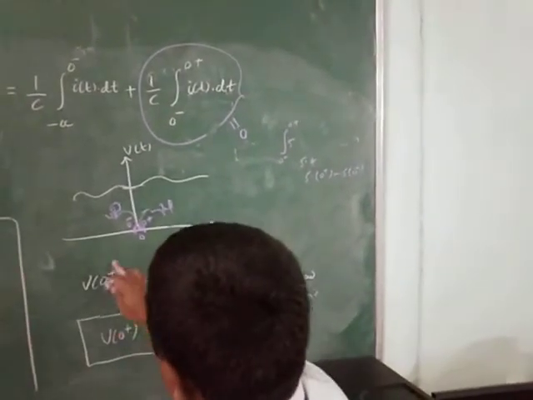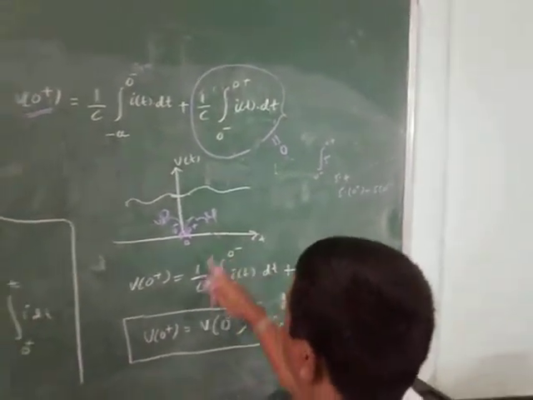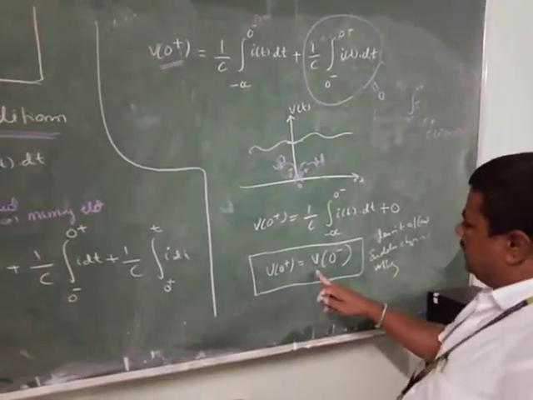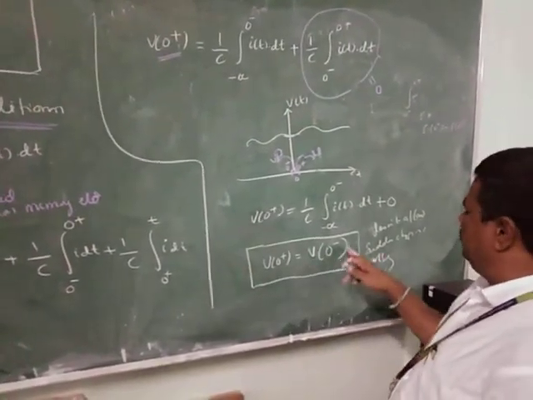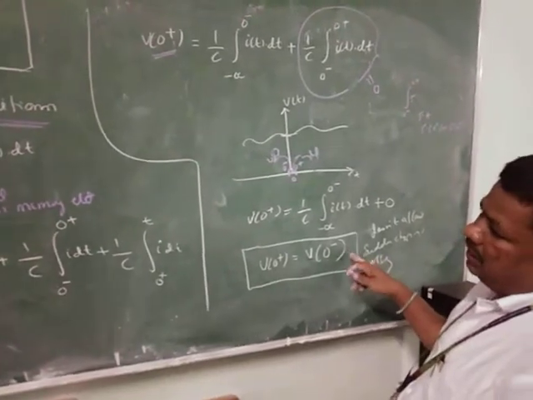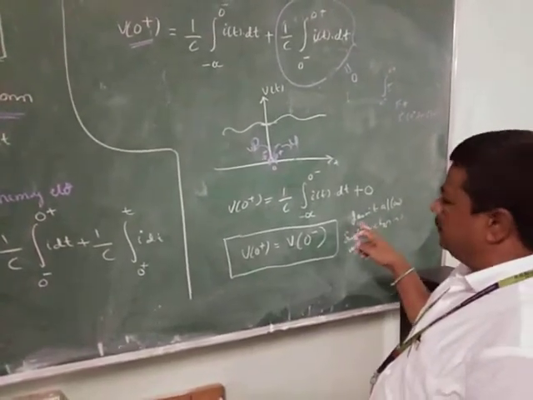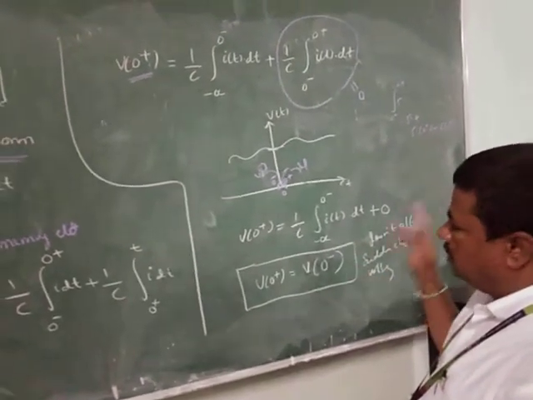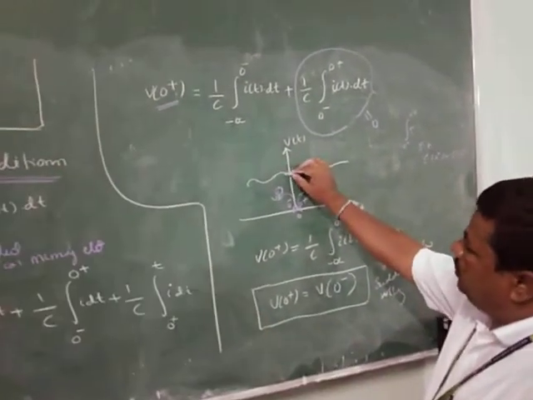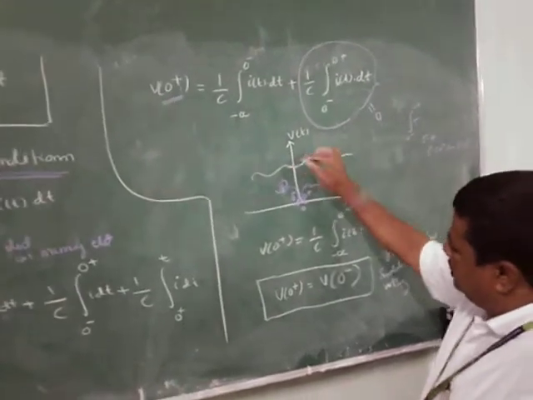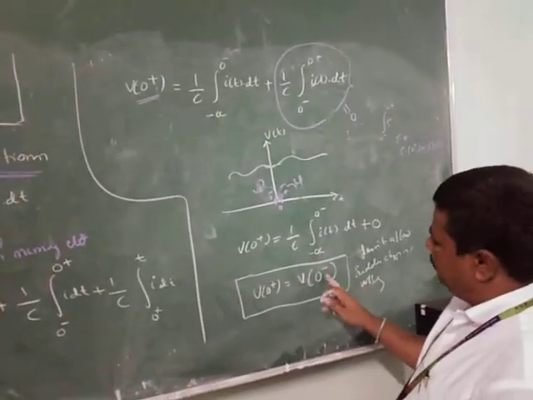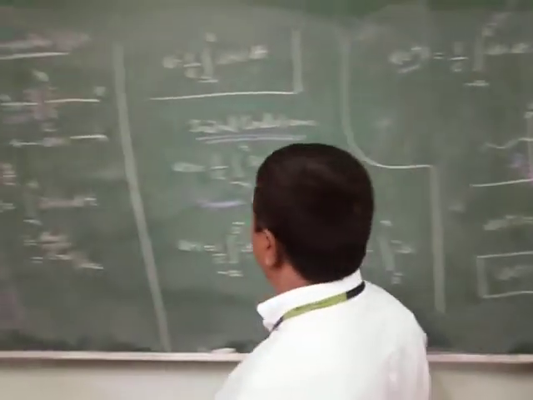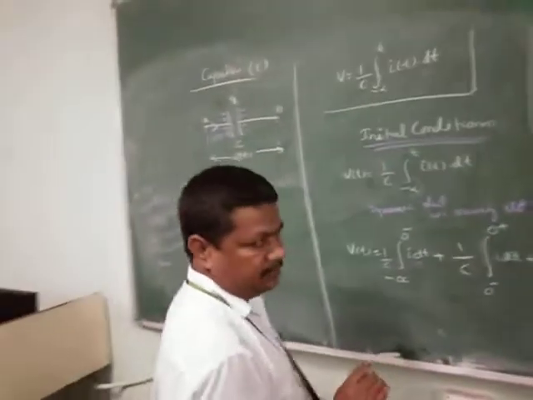Now V of 0 plus is equal to this expression, which can be written as V of 0 minus. So the initial condition is V of 0 plus is equal to V of 0 minus. This indicates that the capacitor does not allow sudden changes in voltage. The voltage simply continues from its previous value, V of 0 plus is equal to V of 0 minus. So that is about the initial condition of a capacitor.